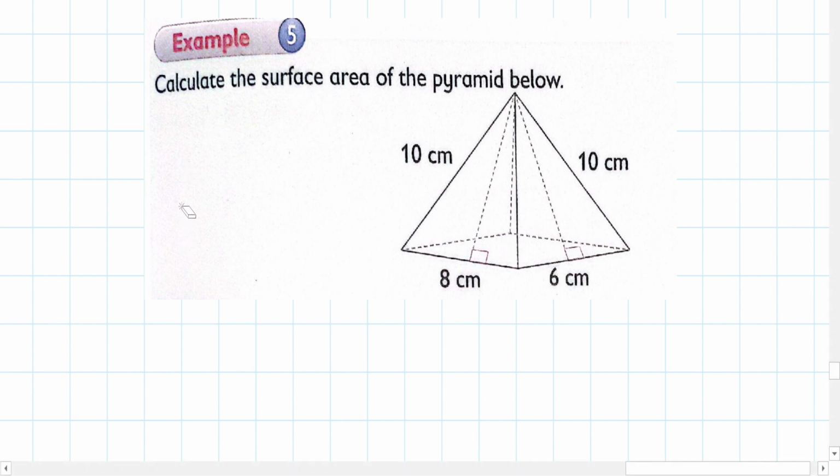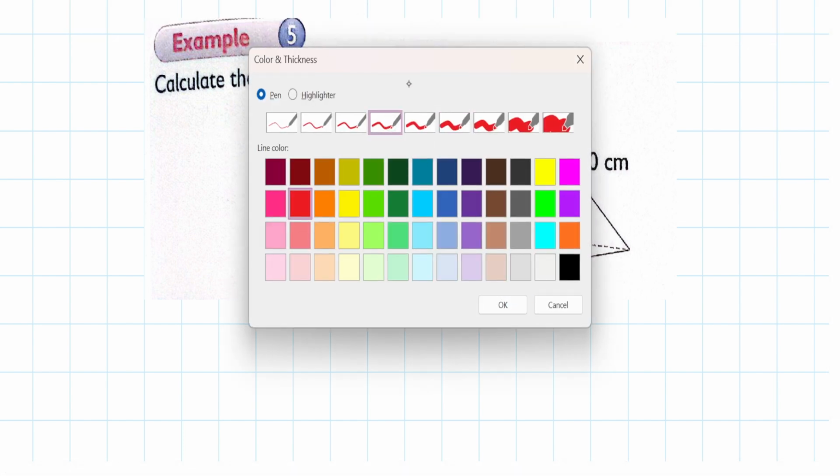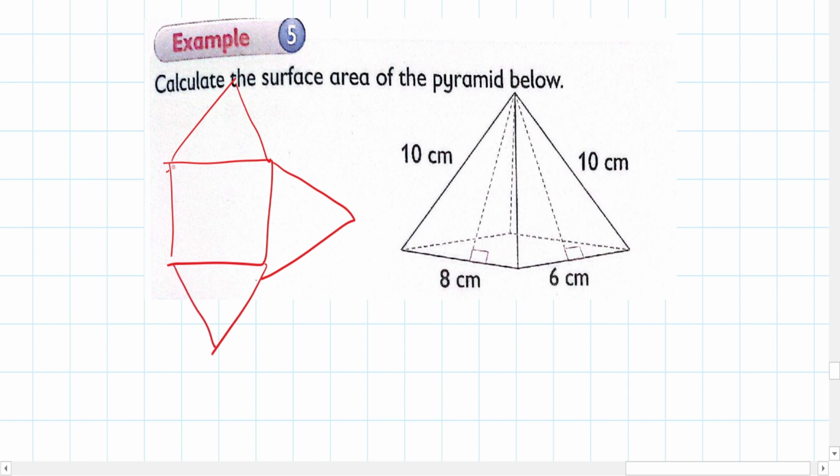So let's draw it. Now we're going to draw it this way. It looks like a square, but let me just draw it like a rectangle. And then we're going to have 4 triangles there. I'm just sketching for now.